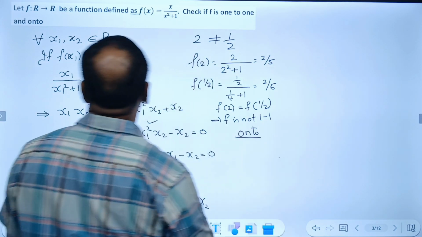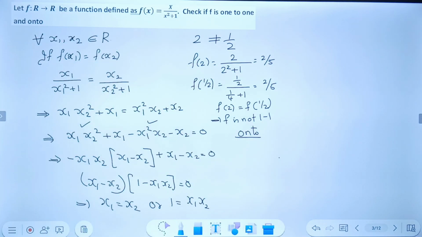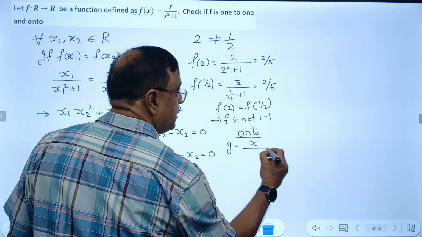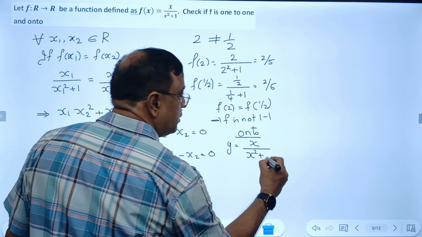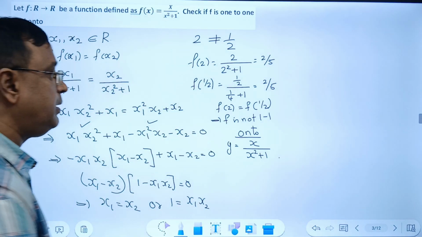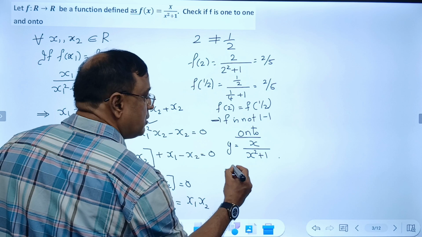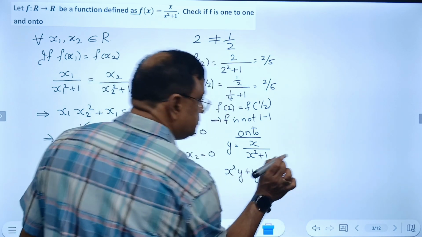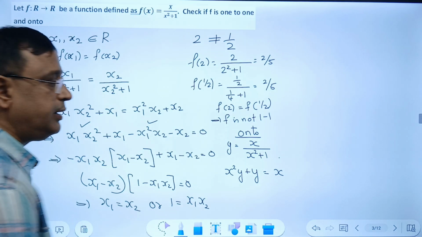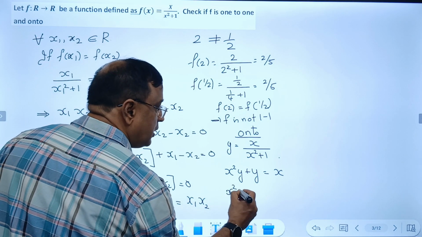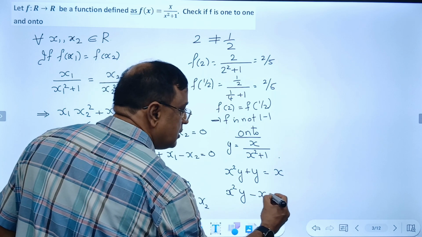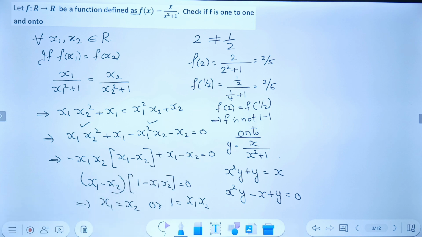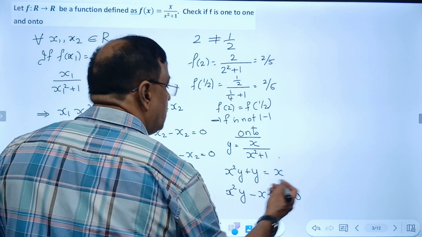Now what is onto? Onto is I want to find x in terms of y. So what is y equal to? x by x square plus 1. And when I cross multiply, what do I get? I get x square y plus y equal to x. I am getting a quadratic in x, that is x square y minus x plus y equal to 0. Clear? Now, how do you solve the quadratic?